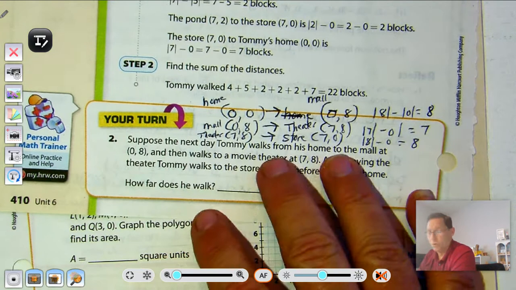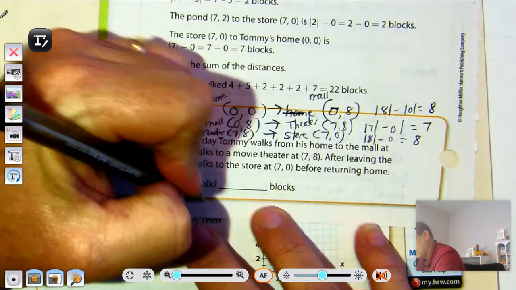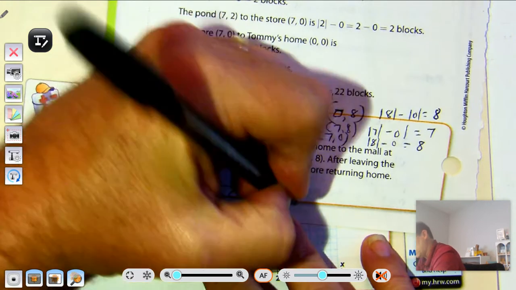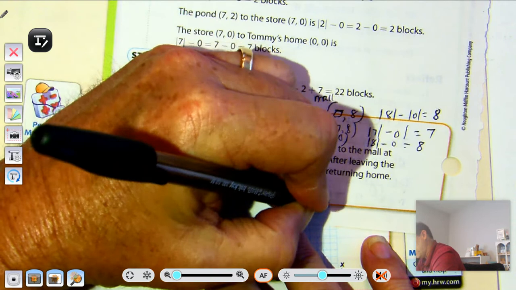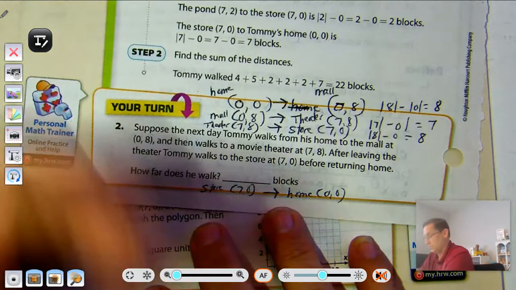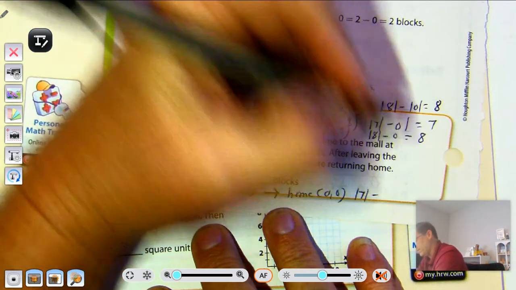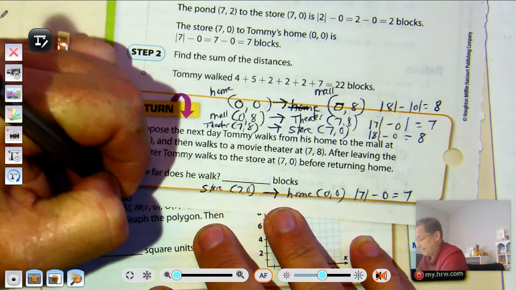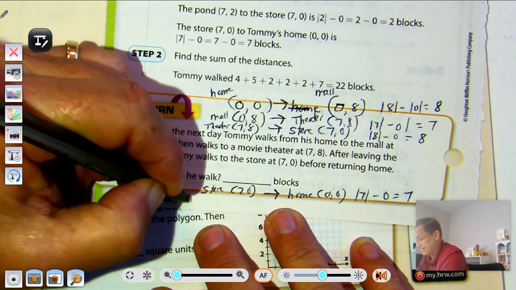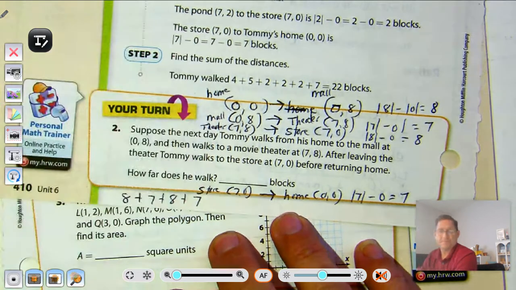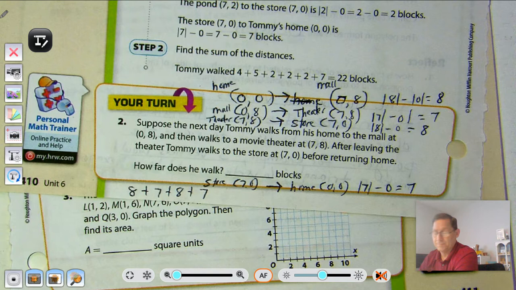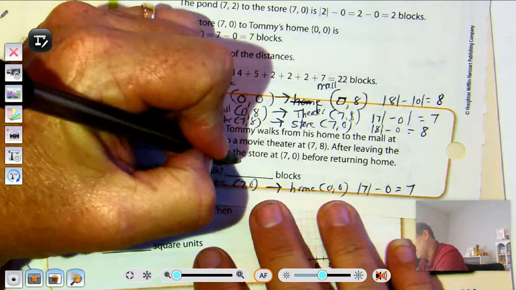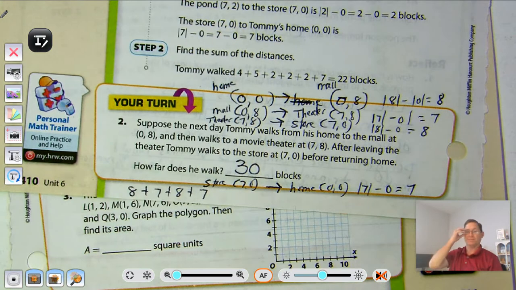And then he's going to go from the store to home. So he's at the store, (7, 0), and he's going to go home at (0, 0). So we're going to go the absolute value of 7, take away 0, and we're going to get 7. So we're going to add 8 plus 7 plus 8 plus 7. So 8 and 7 is 15. 15 and 15 is 30 blocks.